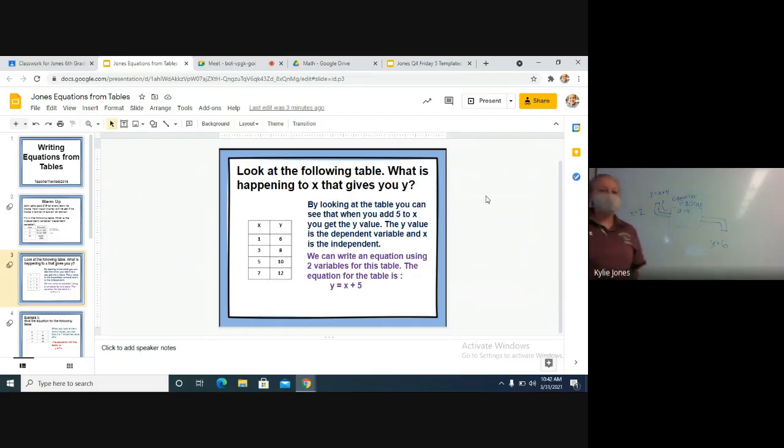So if we look at the chart that it gives us right here, we plug in a 1 to our equation machine, and it spits out a 6. And then we plug in a 3, and it spits out an 8. Plug in a 5, it spits out a 10. What is happening to get these next numbers? You have to add by 5. We're adding 5. So I know it says it right there too, y equals x plus 5. So you're always adding 5 to get the y output. Plug in 5, add 5, you get 10. Plug in 7, add 5, you get 12. You see how that works?